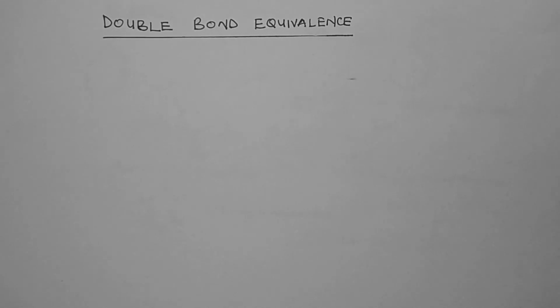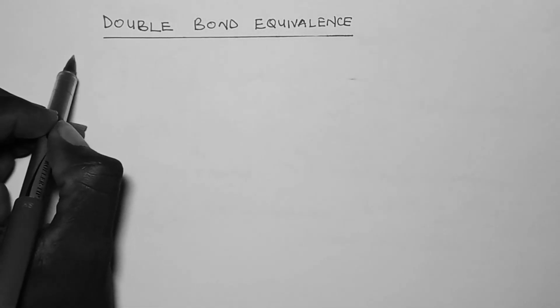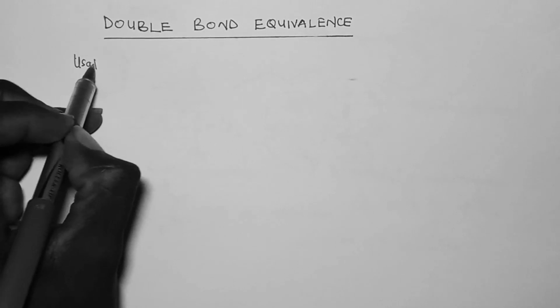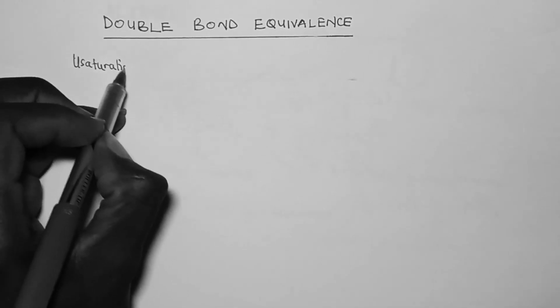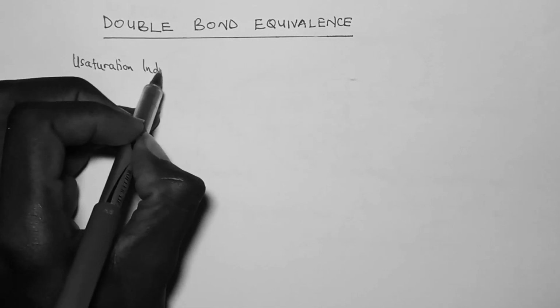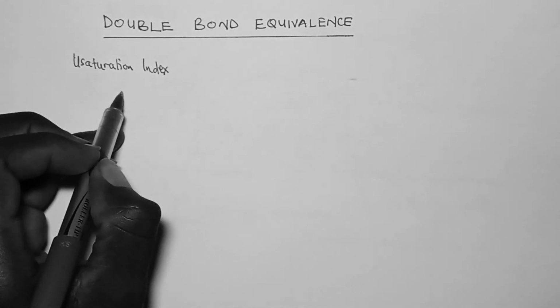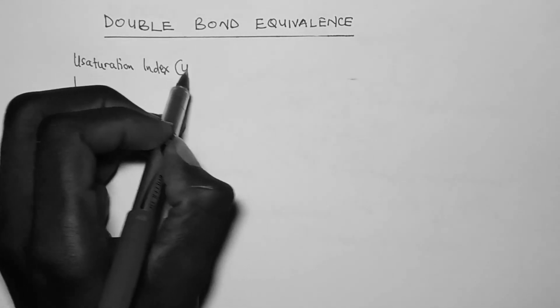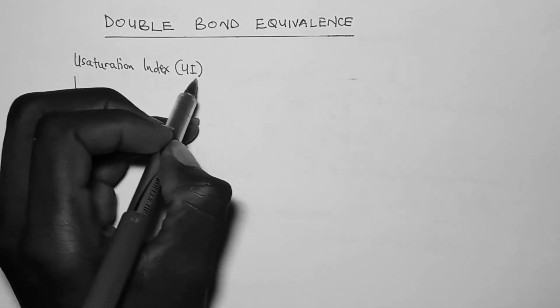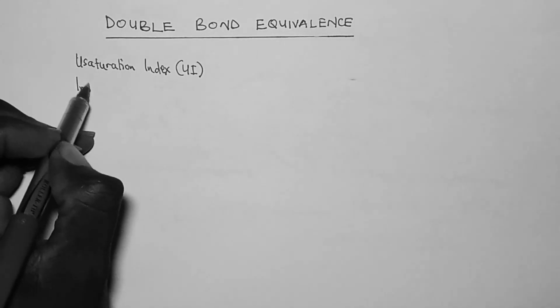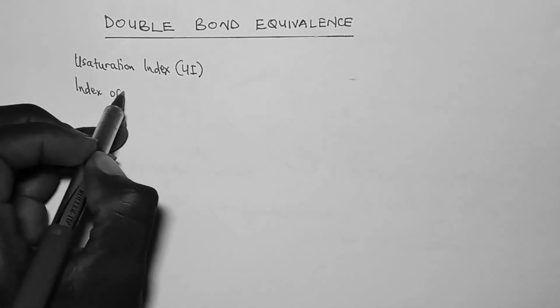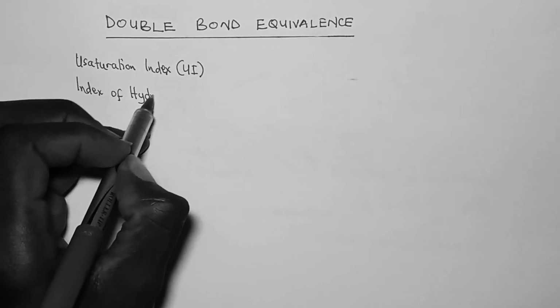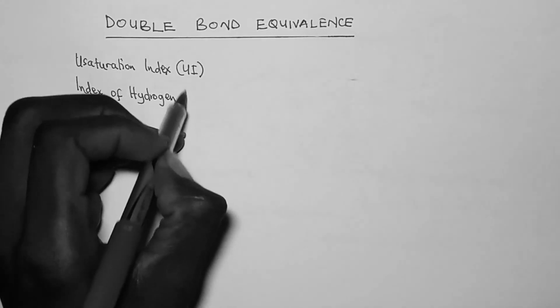In this video, we are going to talk about double bond equivalence. Double bond equivalence is also known as the unsaturation index, and it is also known as index of hydrogen deficiency. So the unsaturation index is abbreviated as UI, or index of hydrogen deficiency.